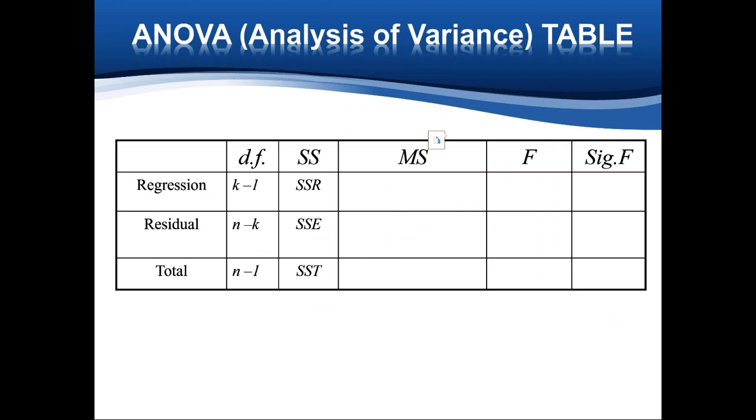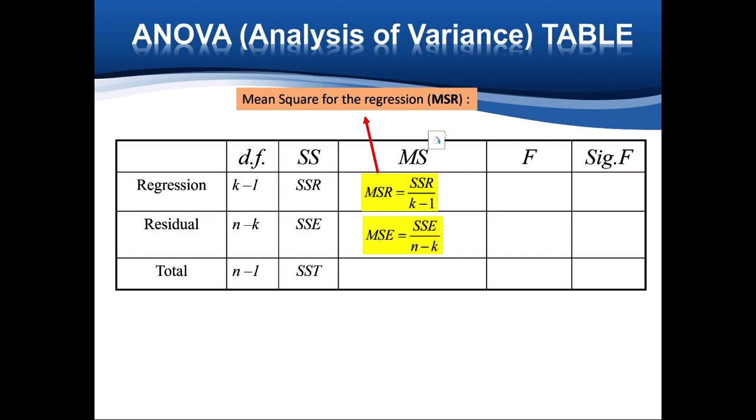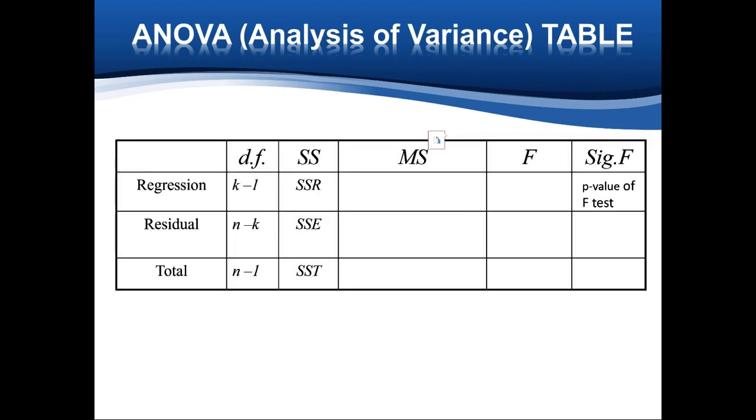Next column, MS, which is mean square. Here, MSR is the mean square for the regression. It equals the sum of squares divided by the degrees of freedom, so SSR divided by k minus 1. Here, MSE, mean square errors, equals SSE divided by its degrees of freedom, n minus k. Lastly, F is the F-test statistic, which equals MSR divided by MSE. Significance F is the p-value for the F-test.